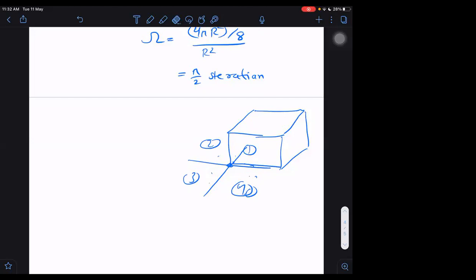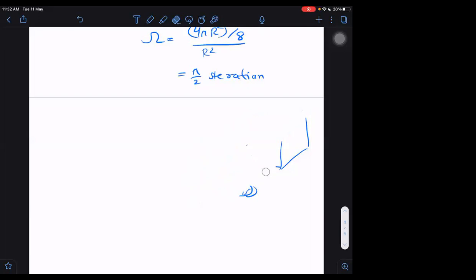Understood or not? So there are 8 rooms total, right? Therefore, I am dividing by 8, and our answer is pi by 2 steradian.